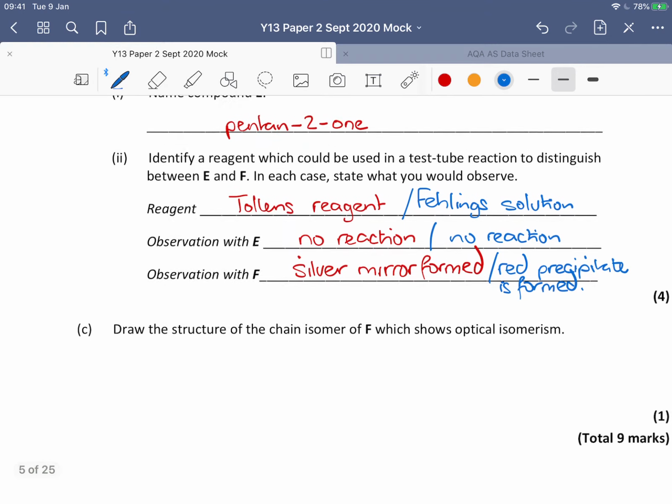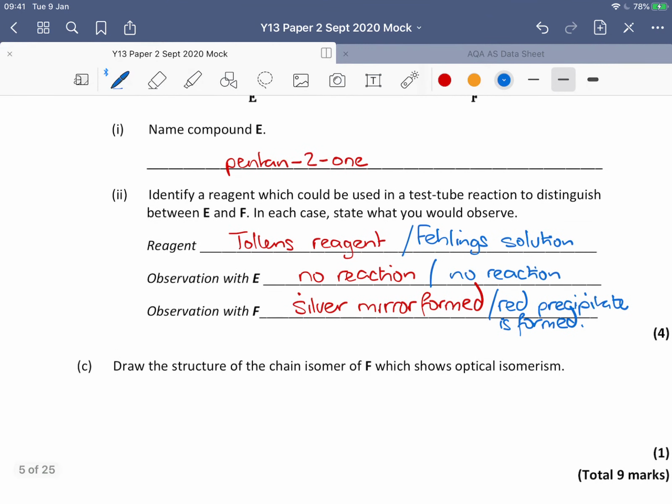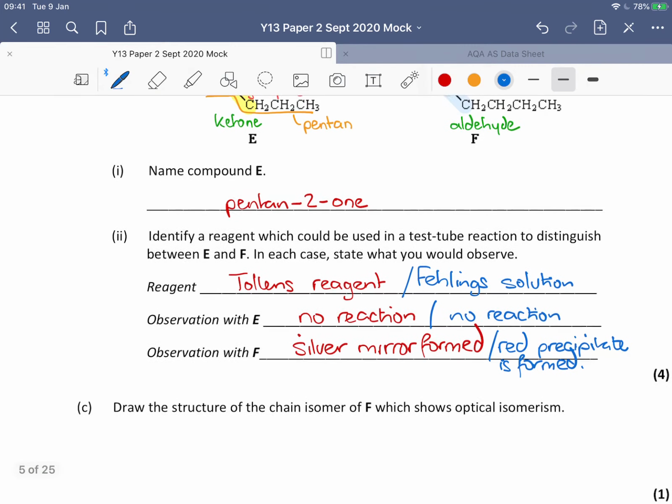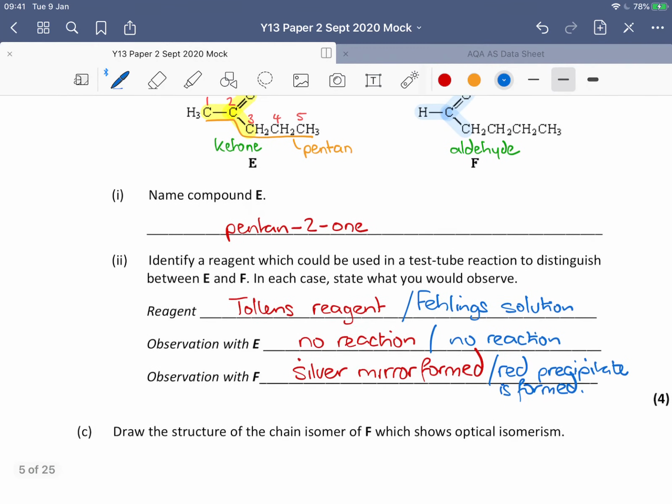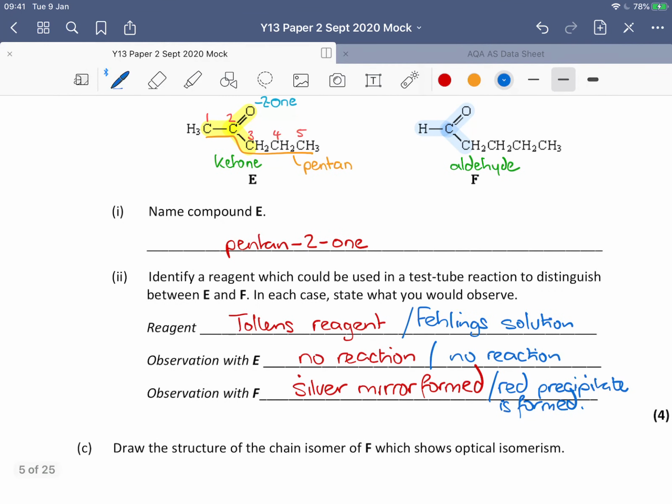And then finally, draw the structure of the chain isomer of F, which shows optical isomerism. So it says it's a chain isomer of F. So what that means is we have an aldehyde group still. It's still an aldehyde. Okay, so that's very important. So we are drawing F, but we are having a chain part of it as opposed to the completely linear, or straight chain molecule that it is.